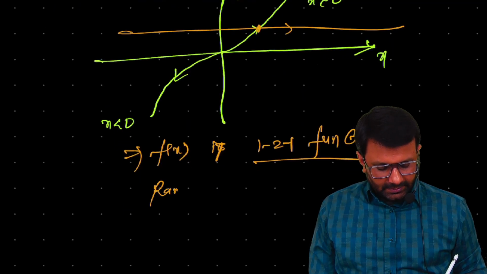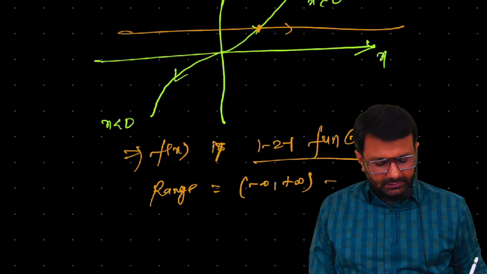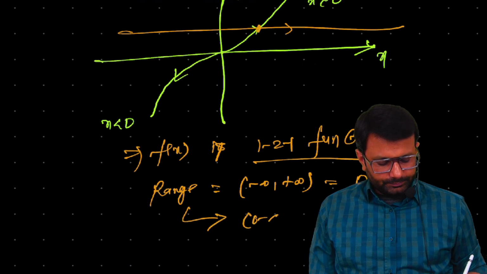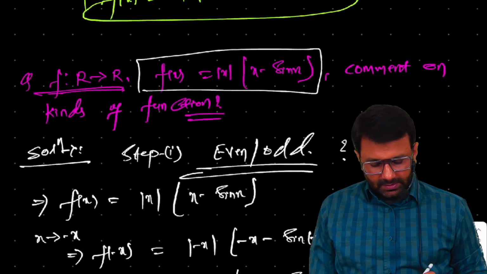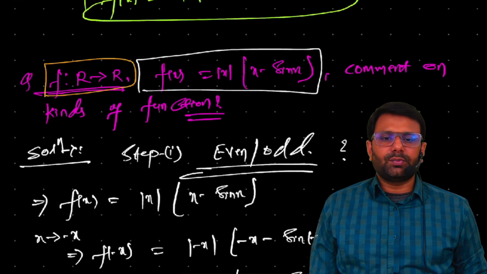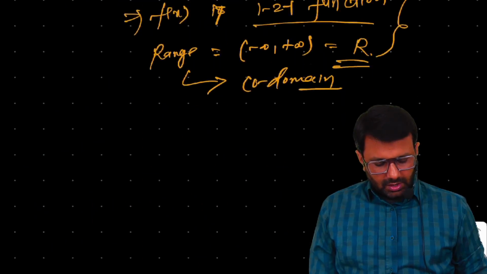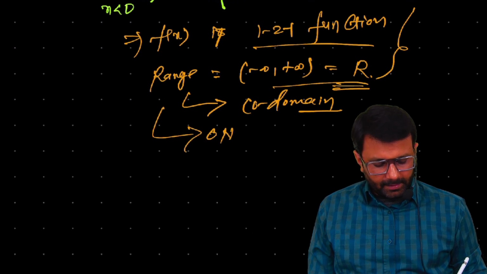So the range here is minus infinity to plus infinity, so this is equal to R. So range is equal to codomain, no? The function is defined from R to R, given here. So here the range is also equal to R. So this function is an onto function.